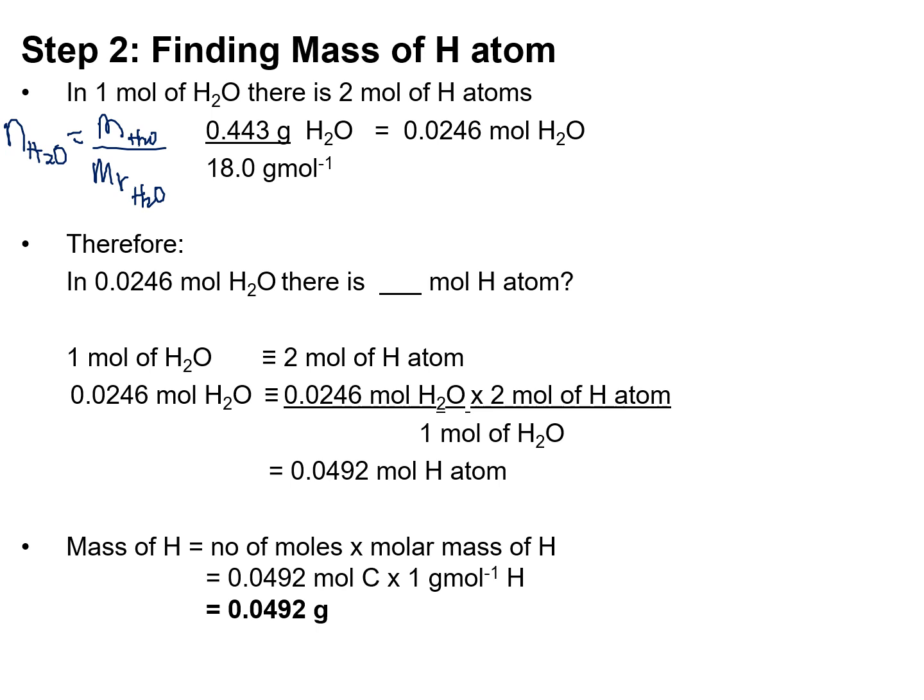Mass of H2O dah dibagi, molar mass of H2O, kiralah molar mass of H2O, which is, you akan dapat 18 sebab hydrogen, dia punya molar mass 1, tapi sebab ada 2 hidrogen kena kalikan dengan 2. Campurkan dengan oksigen, molar mass dia adalah 16. 16 campur dengan 2 dapatlah 18. Okay, so 0.443 gram bagi dengan 18 gram per mole. So you know that the number of mole of H2O is 0.0246 mole. Alright, again, unit jangan lupa.